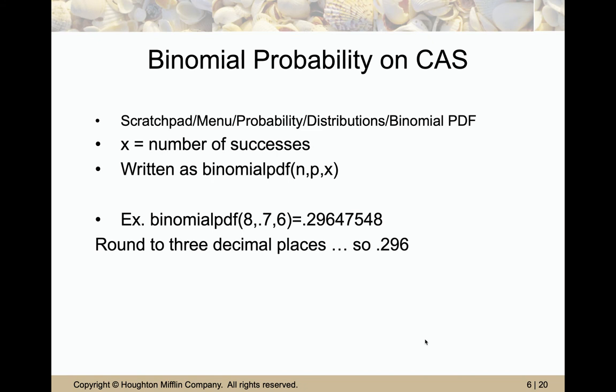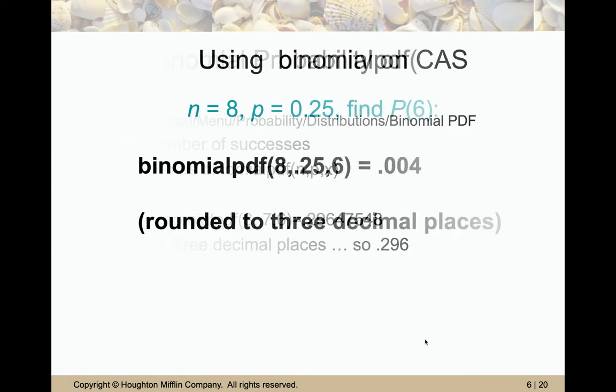X is going to be the number of successes, written as binomial, and then in parentheses, you're always going to put the number of trials, and then the probability of success and the number of successes. So for our situation, we would enter 8, 0.7, 6. And we get the same answer.